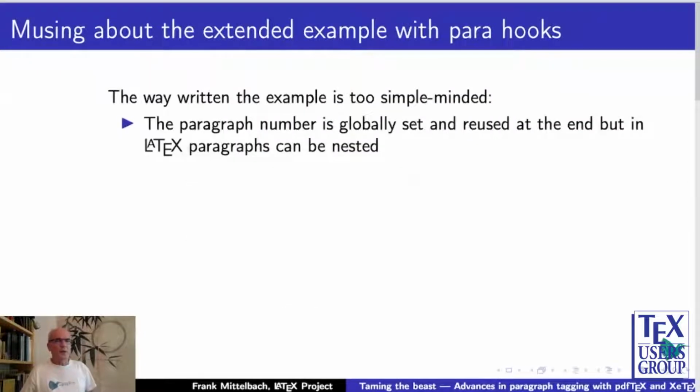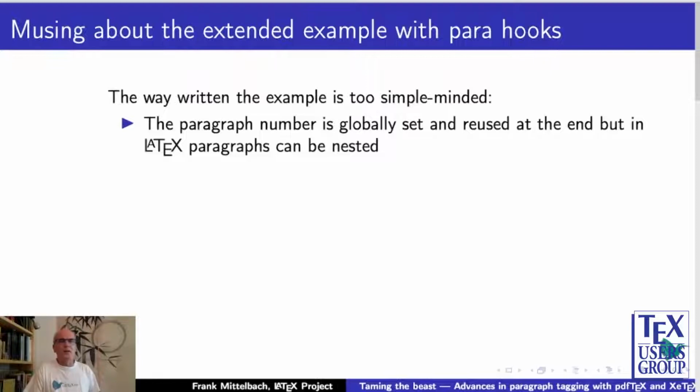If we think about it, then we can clearly see that this coding is not really complete. First of all, using a single global counter means that we cannot rely on it having the right value at the end of the paragraph, because you can have nested paragraphs and then at the end you get a different number. So to get this kind of thing right, we would need to implement a stack.